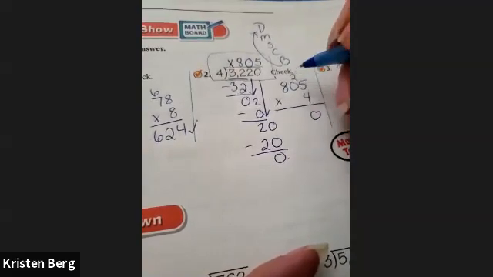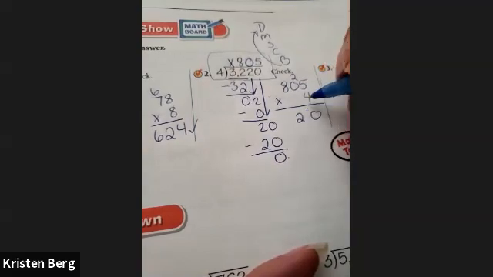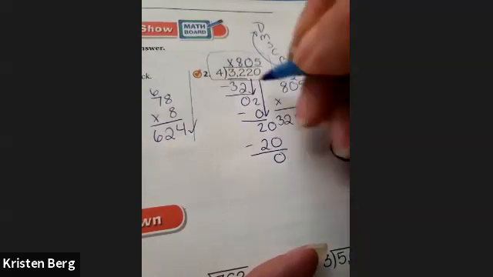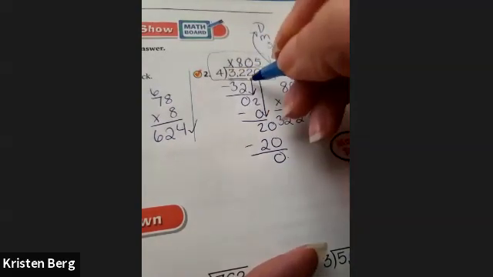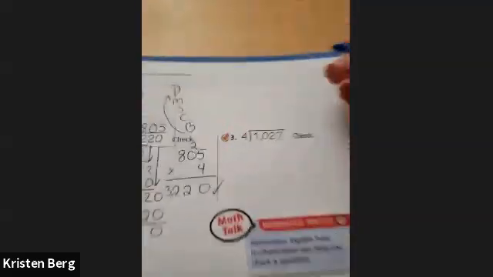That would be 20. Carry your 2. 4 times 0 is 0, plus 2 is 2. And then 4 times 8 is 32. And was that our same dividend? Yes, it was. So therefore, we checked our answer. It is correct. All right, the next one.